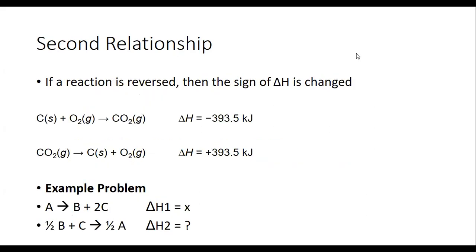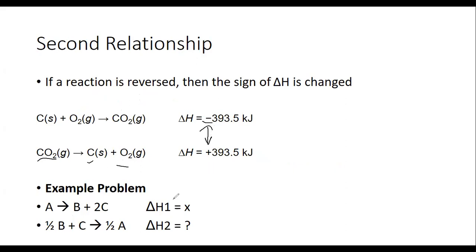And the second relationship is if you reverse an equation, the sign of delta H is changed. So here we have carbon plus oxygen goes to CO2, negative number. If I just flip the equation where CO2 is now going to carbon plus oxygen, that negative becomes a positive. I just change the signs when I flip the equation.